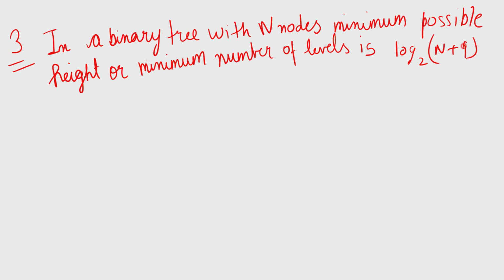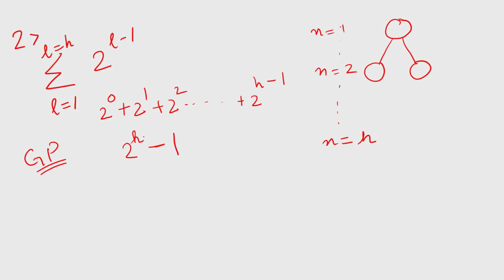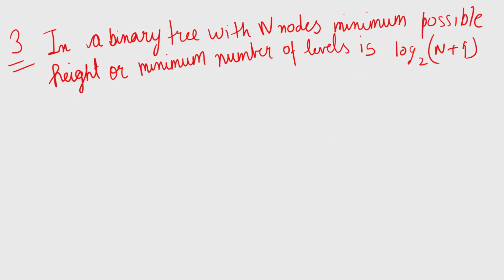Now how to calculate this? This can be directly derived from property number 2 that I already explained. If we consider the convention where the height of a leaf node is 0, the formula will be log to the base 2 of n plus 1, minus 1. I don't want to go to that notation. For me, n equal to 1 is strictly the root node, and you should also stick to one convention only. So in a binary tree with n nodes, minimum possible height, or minimum number of levels, is log to the base 2 of n plus 1.